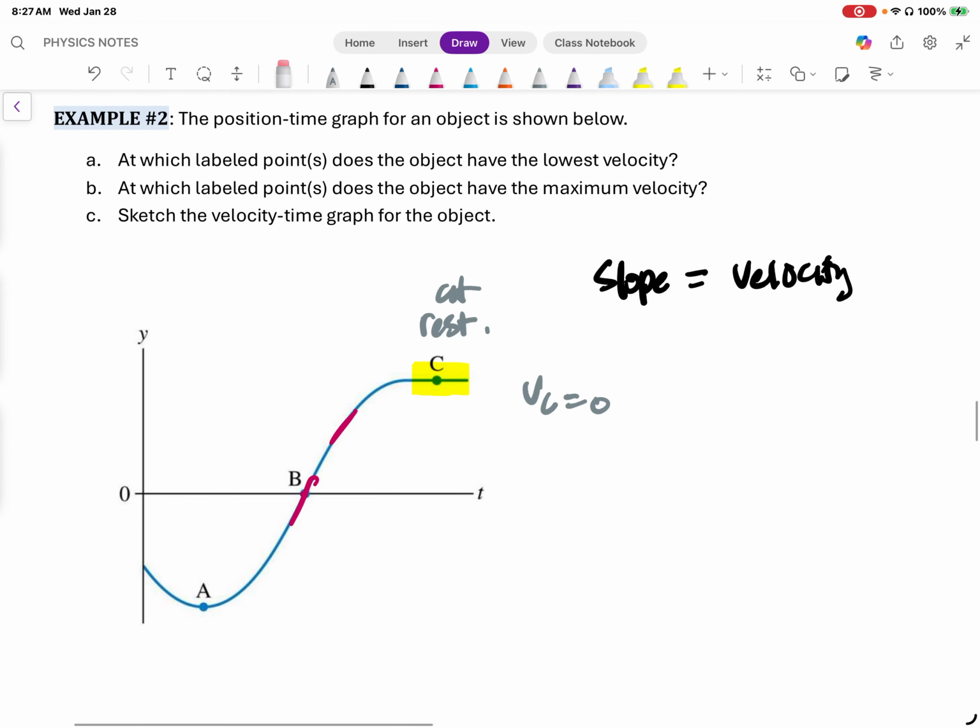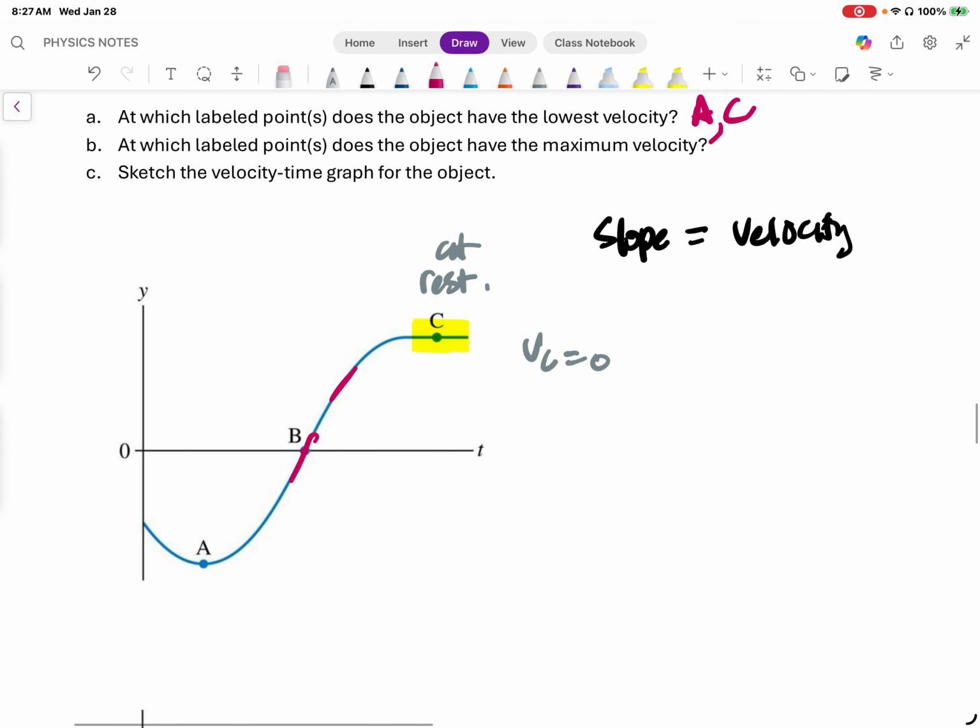Okay, so for A, which points have the lowest velocity? We're just going to say A and C. So B is asking, at which point do we have maximum velocity? So if lowest velocity is where our slope is lowest, maximum velocity is where our slope is maximum, or steepest.